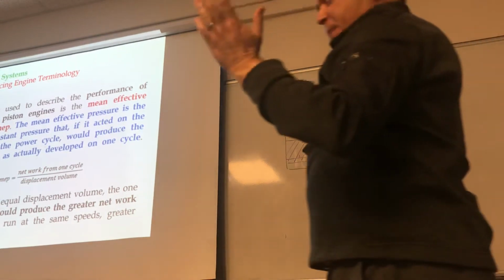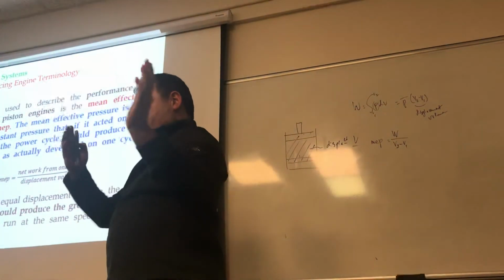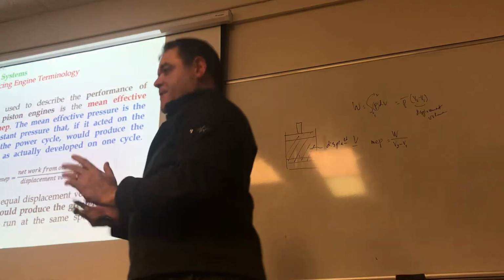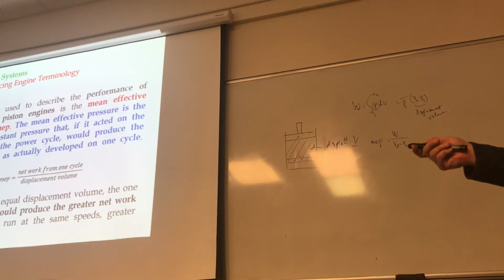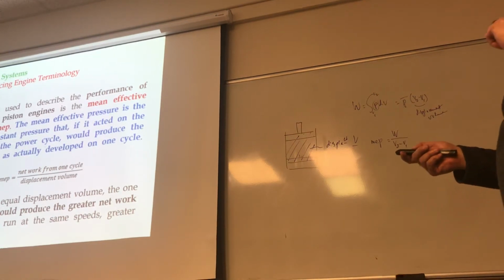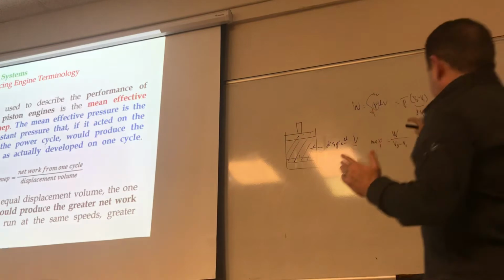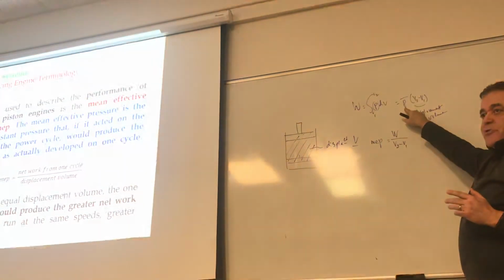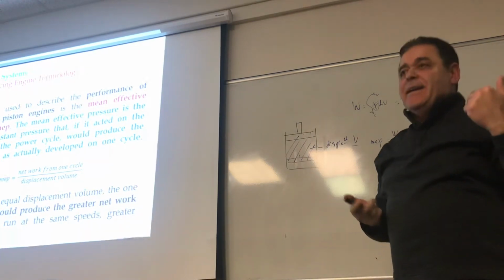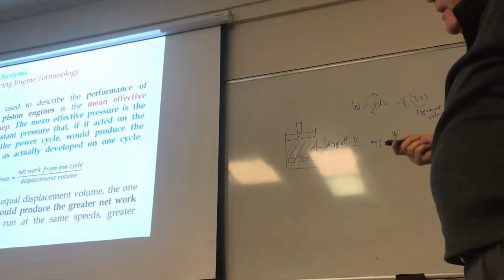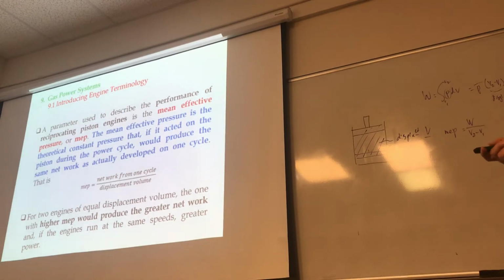For the math, exactly, because so long as the average for this cycle is better than this other cycle, this one will perform better than the other one. So it says the mean effective pressure is the theoretical constant pressure that, if it acted on the piston during the power cycle, would produce the same amount of work. Because if this is a constant pressure times the displacement volume, I can get the same amount of work. So it makes sense that it is a good metric. So remember this one: MEP is equal to the net work done for one cycle divided by the displacement volume.